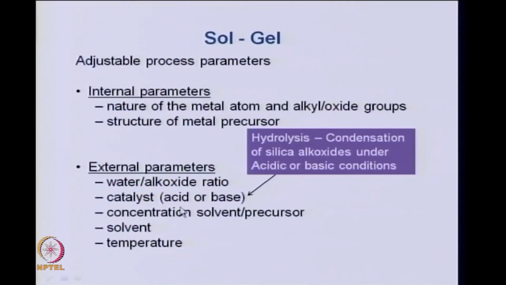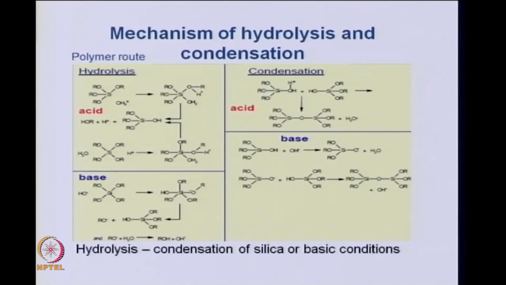Further, you can vary the concentration of the solvent, and you can vary the concentration of the precursor. Also, the nature of the solvent you can change, and finally, the temperature. So, all these parameters will affect the rate of this sol gel process, and on that will depend your final product.